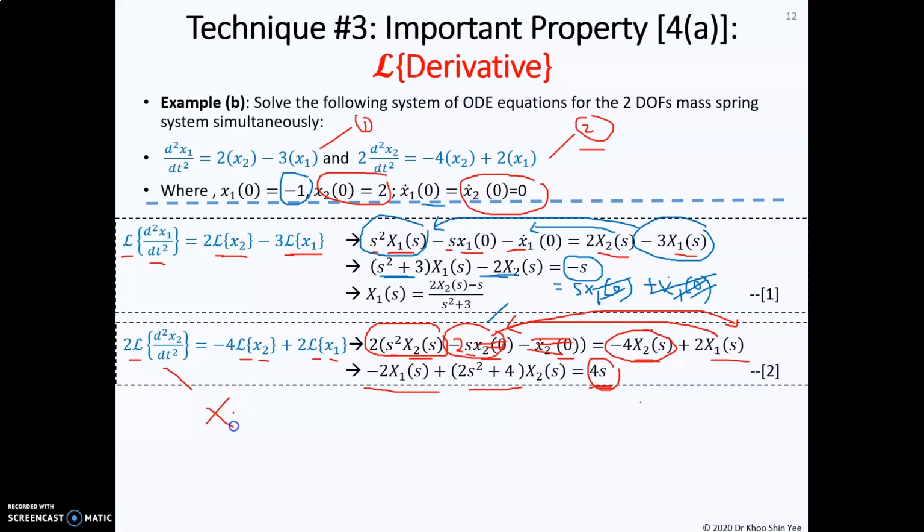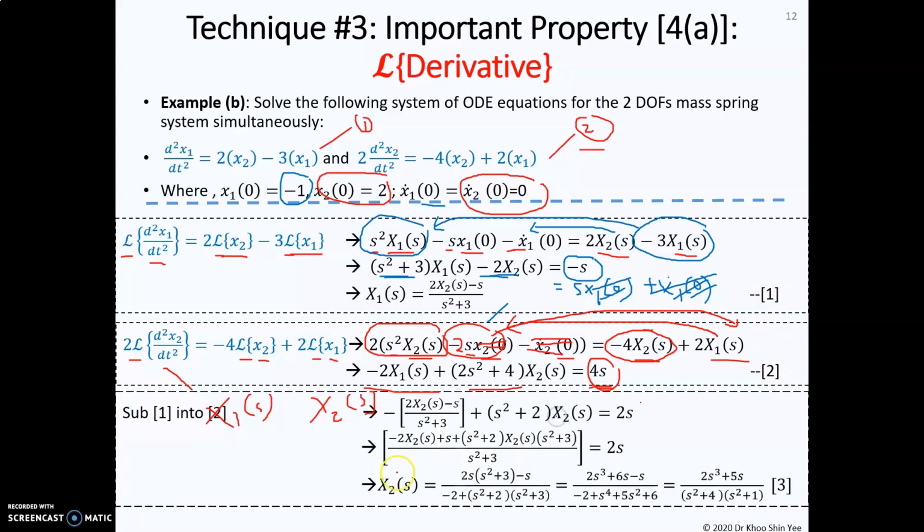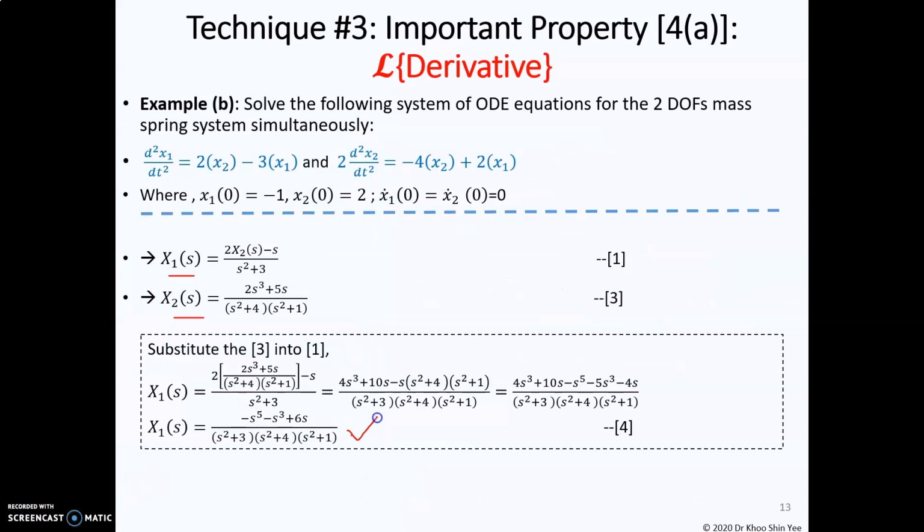To find the X1(s) and X2(s), you can substitute the equation 1 into 2 to find the X2 here. Once you find the X2, then you can substitute back into the first equation to find the X1. By doing that, you should be able to obtain the X1 to be this. However, this procedure to find the X1 and X2 is very long, so I do not recommend you to use the substitution to find it.